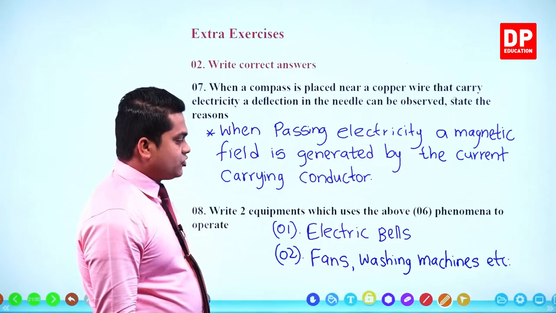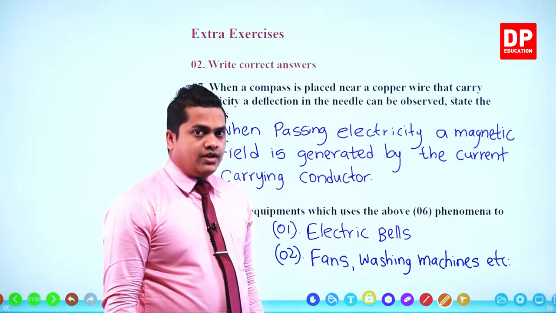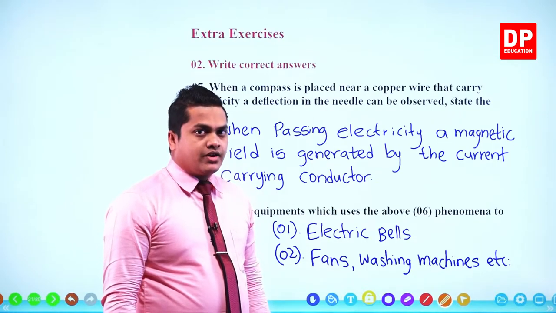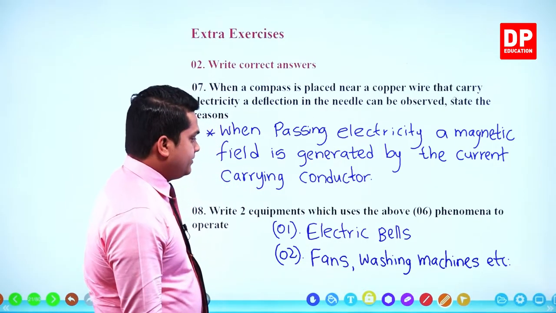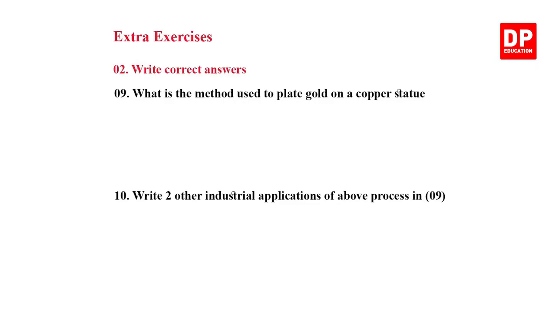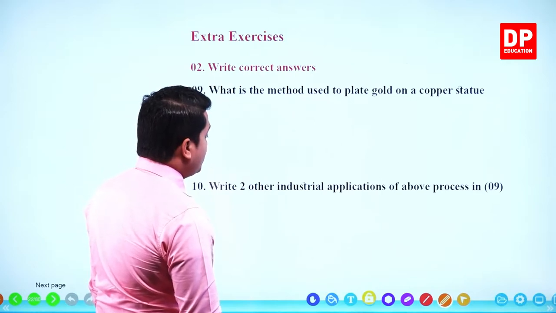So in fans and washing machines, the motor which is going to rotate is going to utilize the magnetic effect given out by the electric current. Right then. So let's head on to the next question, my dear children. What is the method used to plate gold on a copper statue? So the method used to plate gold on a copper statue.